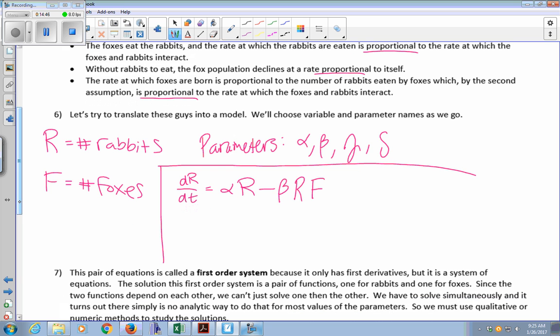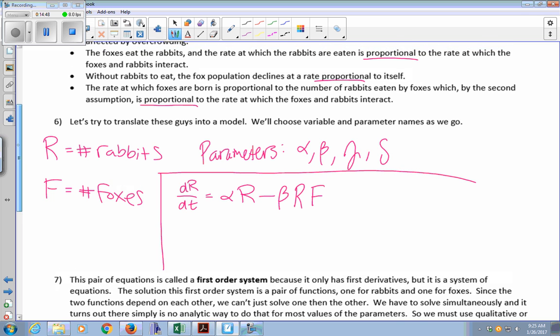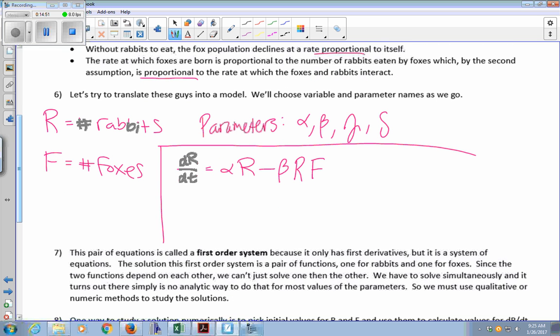Okay, and so now I'm going to write an equation for foxes. The last two bullets deal with how the fox population changes. So I have df/dt equals, so without the rabbits to eat, the fox population will decline at a rate proportional to itself. So declining means it's negative. I'll use my next constant of proportionality, gamma, proportional to itself, F. And I'm just going to say that these parameters are all positive. So I have to put the negative sign there to indicate that it's decreasing.